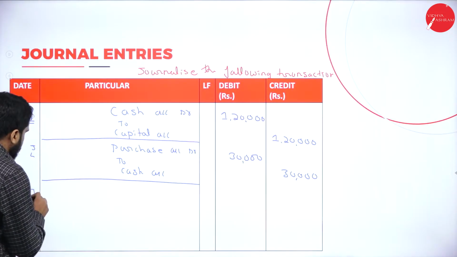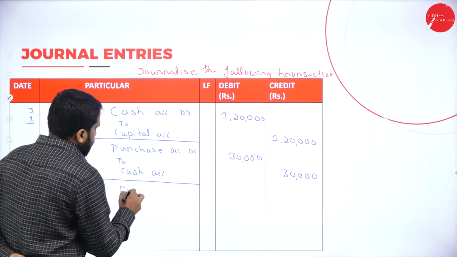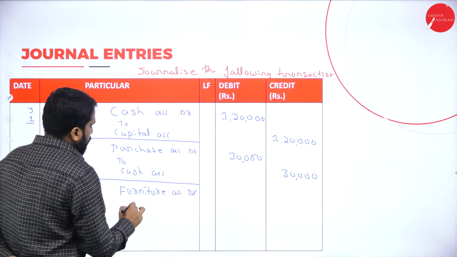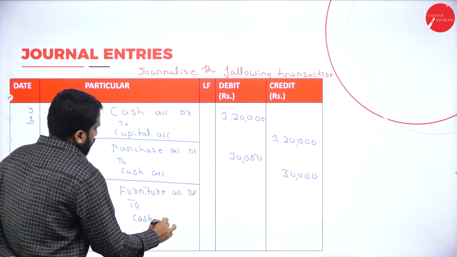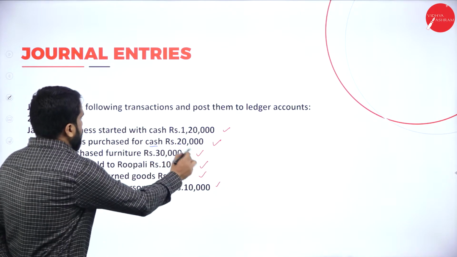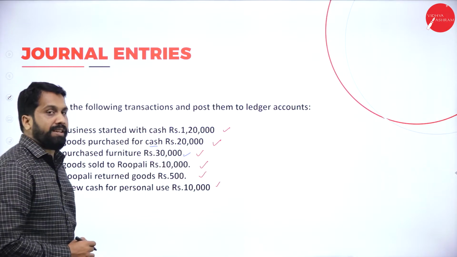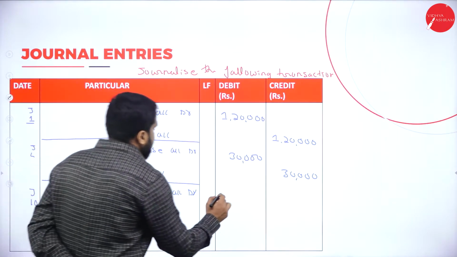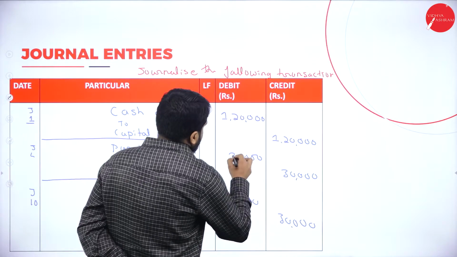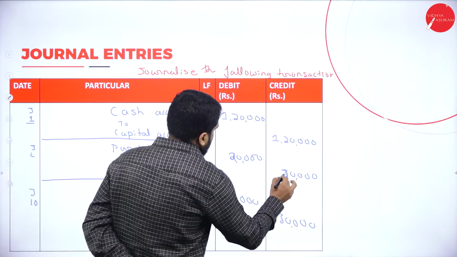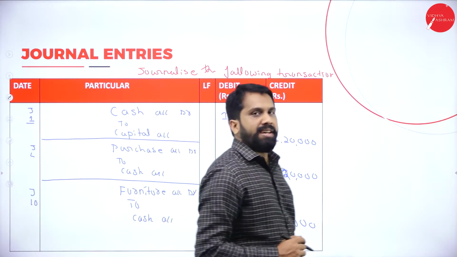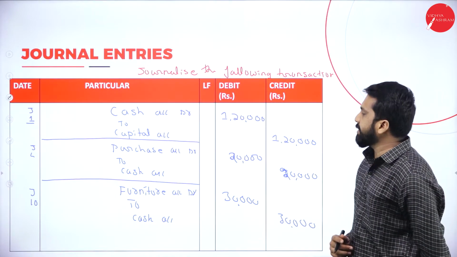January 10th, furniture account debtor to cash account. Amount is how much? It is 30,000. Goods purchased, that was 20,000. So this must be 30,000. This is 20,000. So this is 20,000. Up to 3 journal entries we completed. We'll go for balance 3.